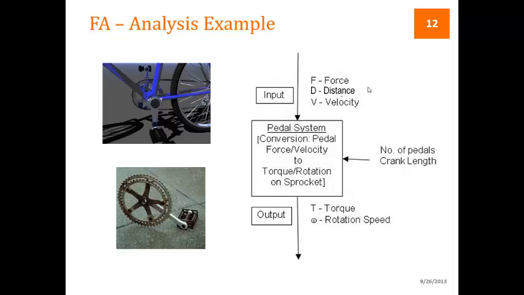All right, so that's what our box is. Our box is the pedal system. It's converting pedal force and velocity to torque and rotation of the sprocket. A control would be the number of pedals, right? If you've got two pedals, it's going to be different from just using one pedal. The crank length, right? So a long pedal versus a short pedal, those types of things.